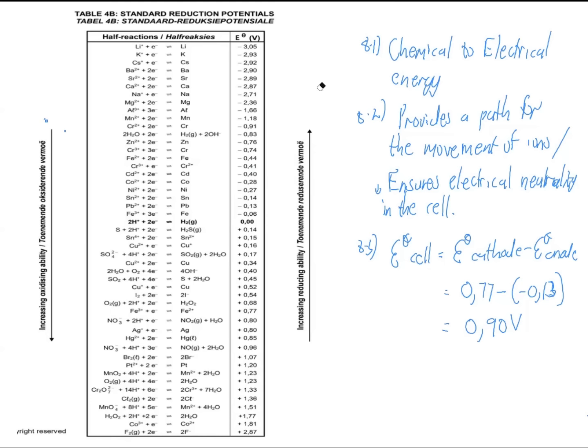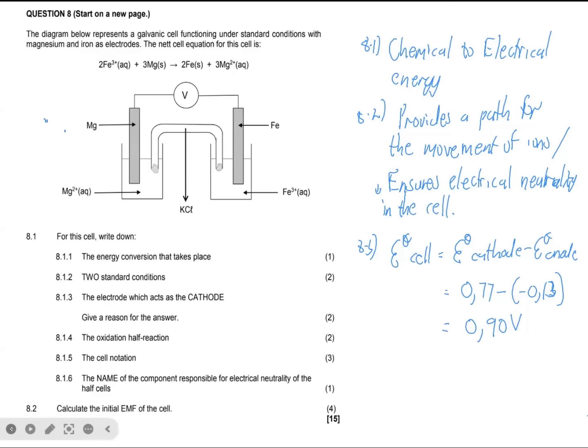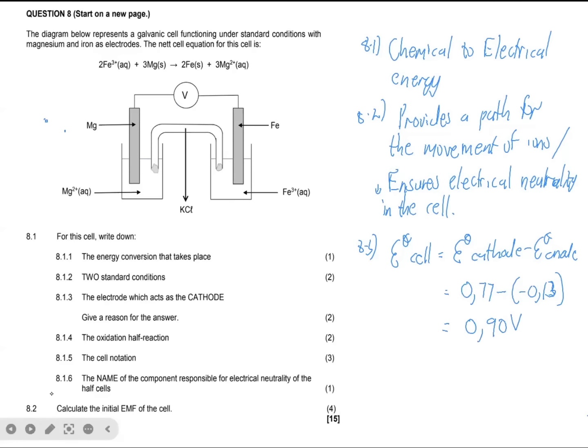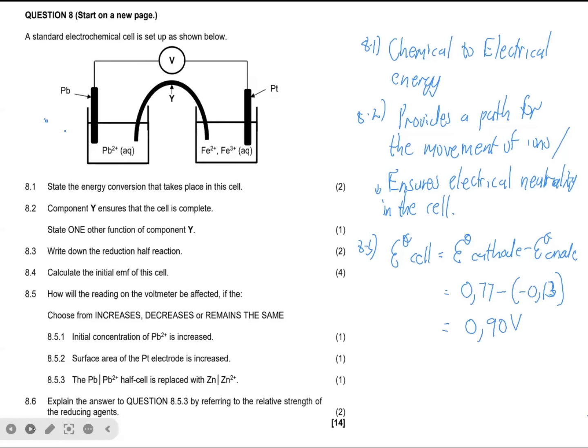Hey, nice. And now the next question is saying, how will the reading on the voltmeter be affected if... oh, wait, I answered 8.4. This is 8.4, so I skipped 8.3. Let me go to the actual 8.3.